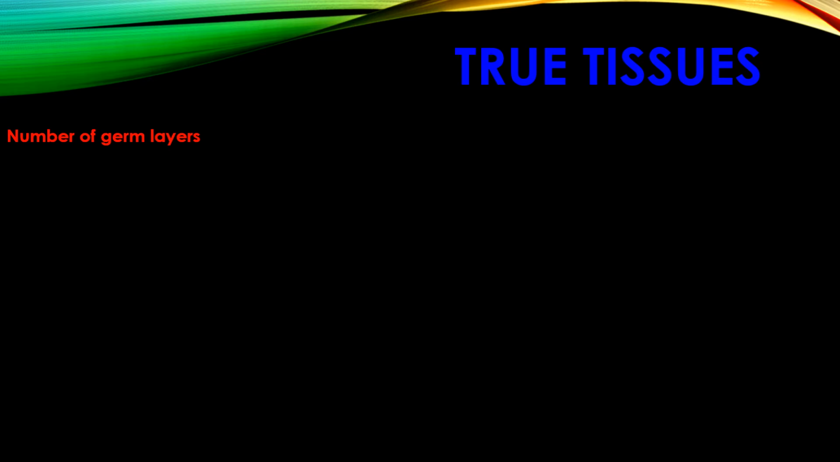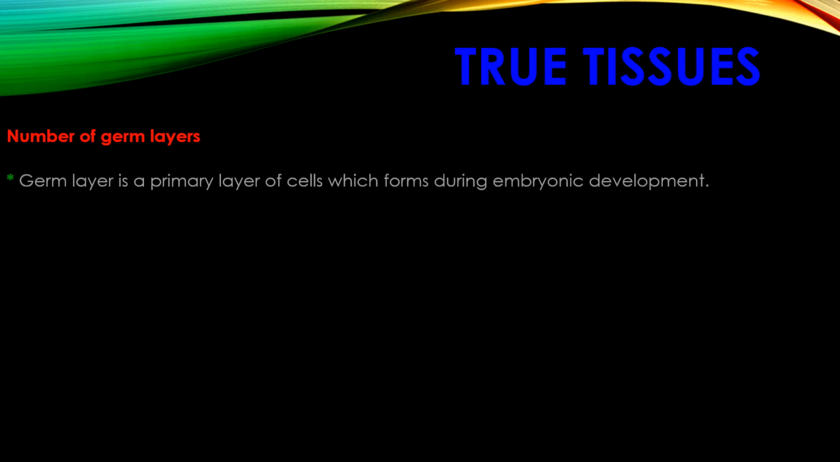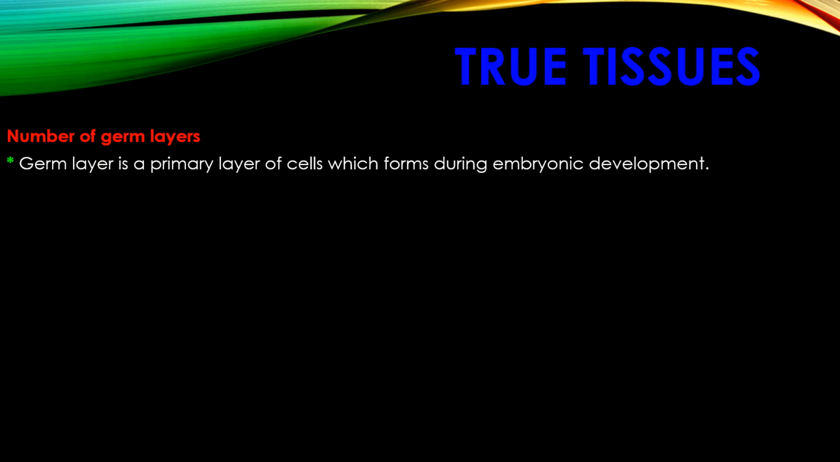Germ layer is a primary layer of cells which forms during embryonic development. Later on, these germ layers form true tissues. Most metazoans have either 2 or 3 germ layers.